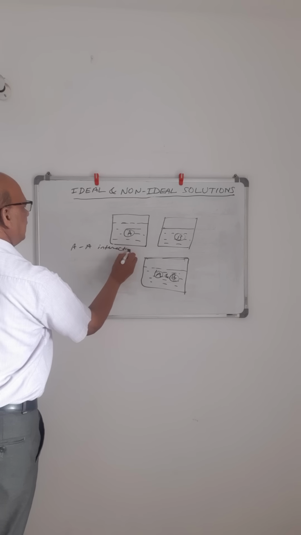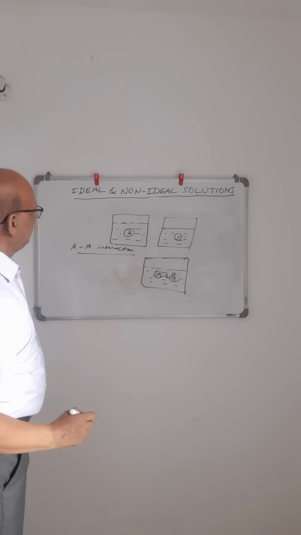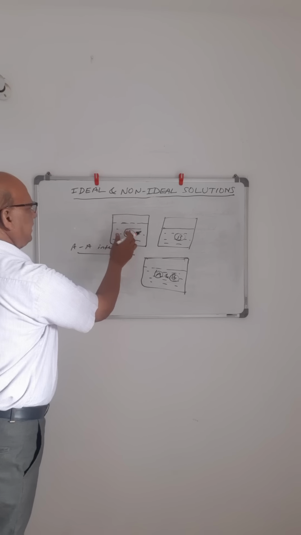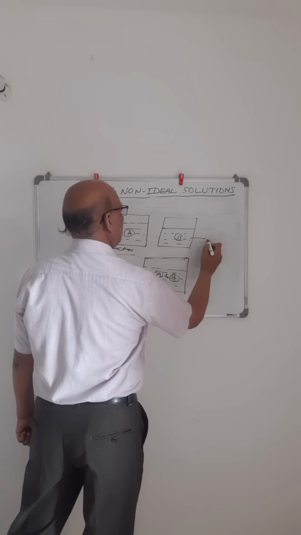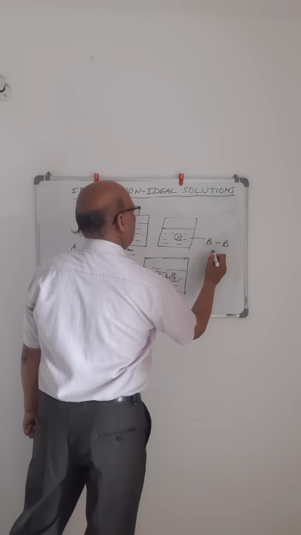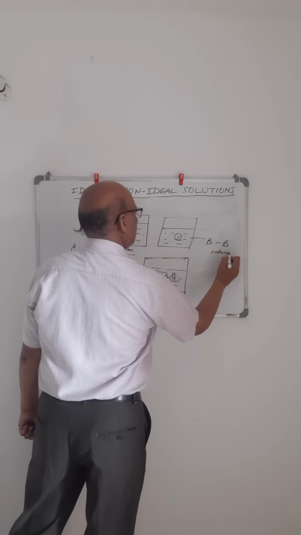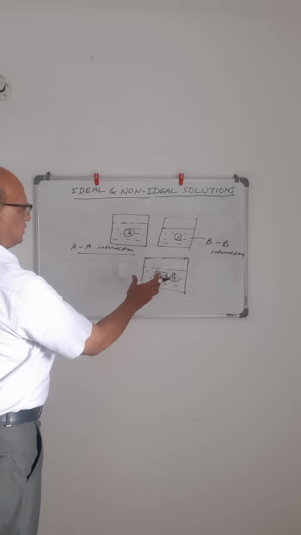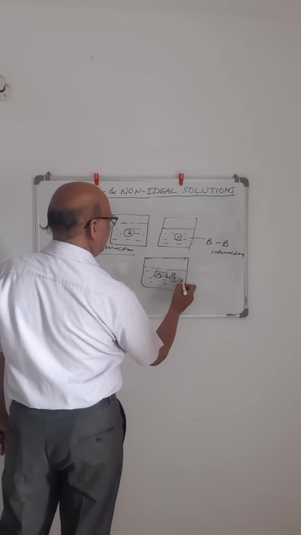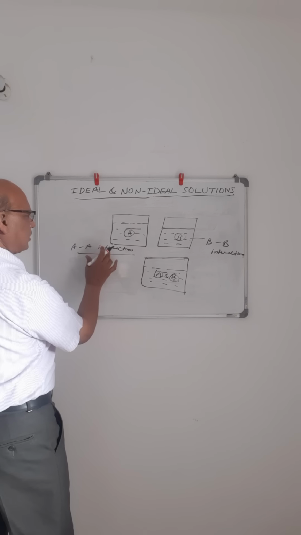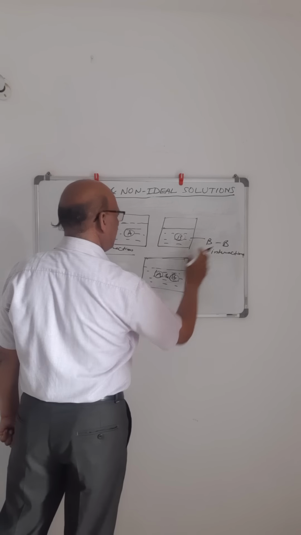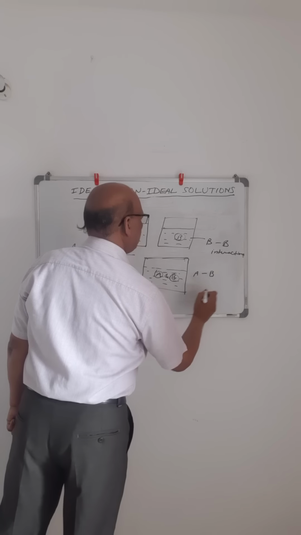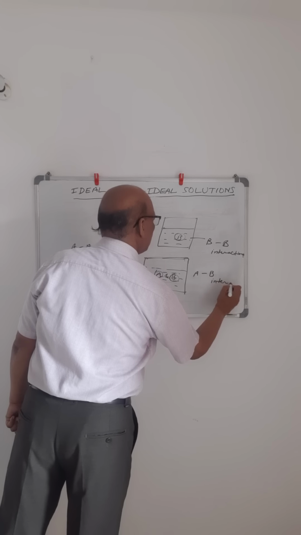What is intermolecular force of attraction? That is the van der Waals forces of attraction between molecules of A and A. Similarly, this liquid B will have BB molecular interactions. Okay. When we mix the two solutions, the interactions of AA will be broken, the interactions of BB will be broken, and new interactions of AB will be formed.